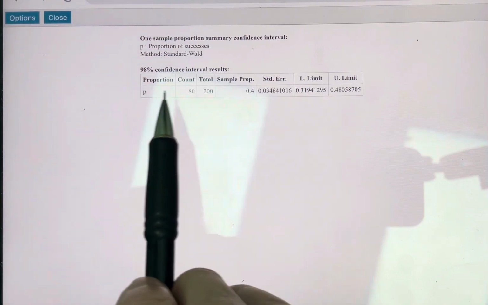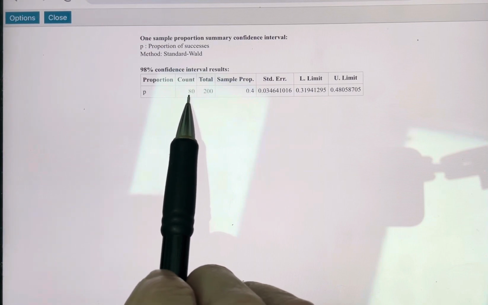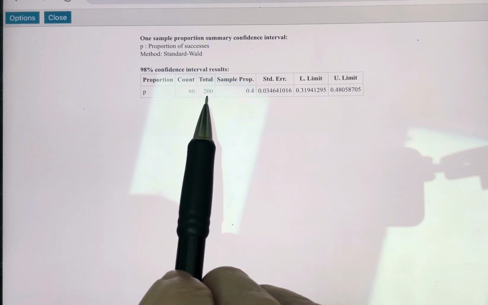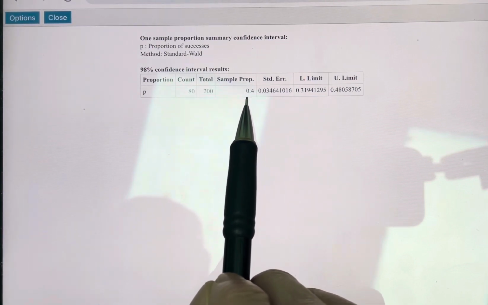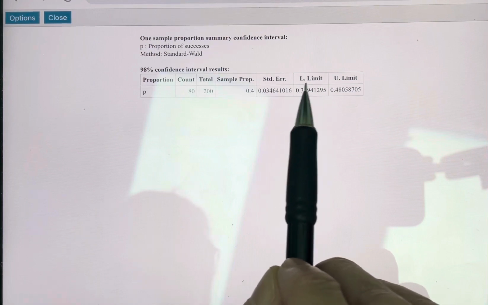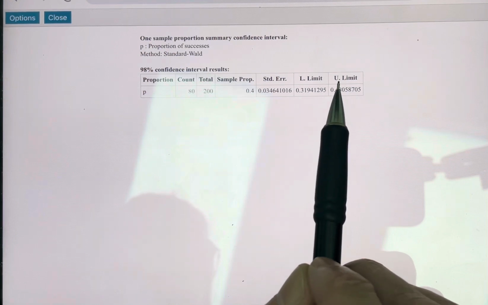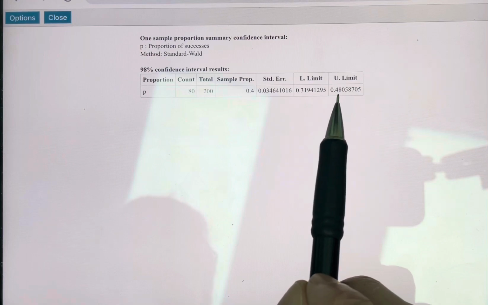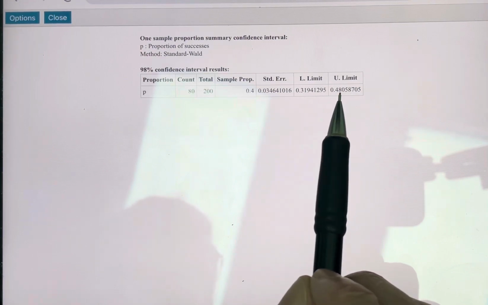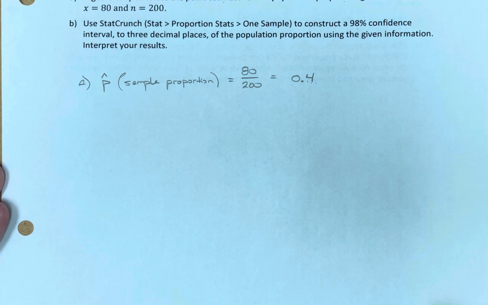Okay, notice, this is our 98% confidence interval. We had 80 successes out of 200. It calculated a sample proportion for us. We did it by hand, but here it is, 0.4. The lower limit of our interval is 0.319. I'll make it 0.32. The upper limit is 0.48. Okay, so we just came up with our interval. Our interval goes from 0.32 to 0.48. Let's note that. The calculator did it for us. So let's note that here.